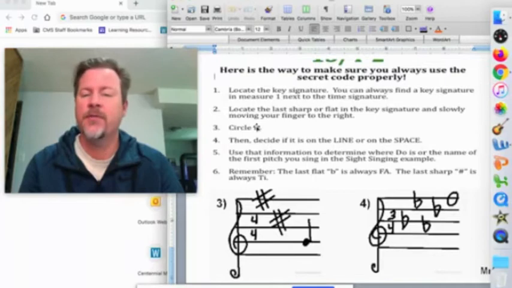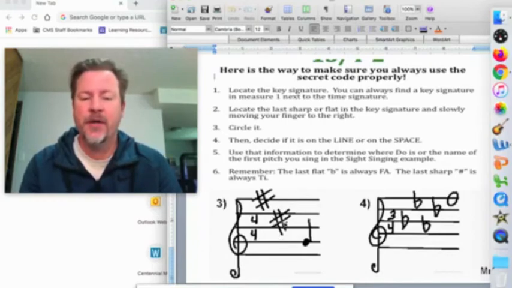So it says number 3, circle it. If you're on paper, you're going to do that. You're going to circle it. And then decide if it's a line or a space. Now with sharps, the center square is where you're looking. It acts just like a note head, and so this is a space. This is the last sharp, and it's a space sharp.